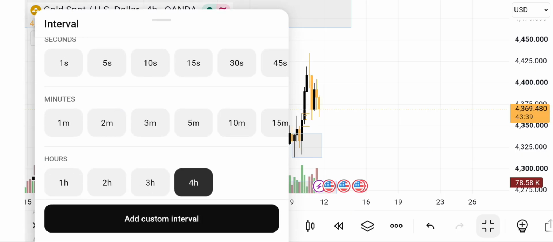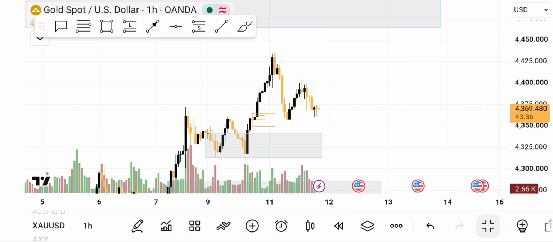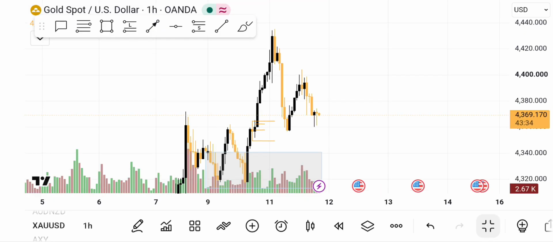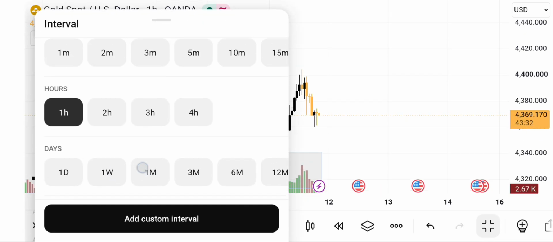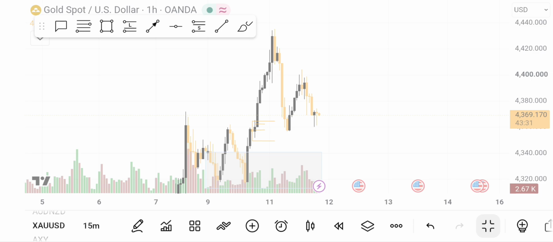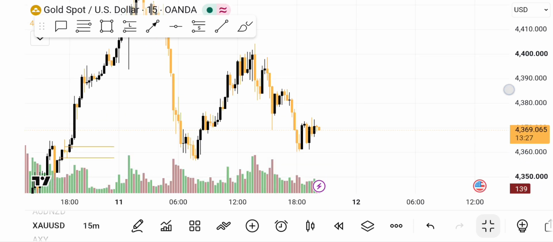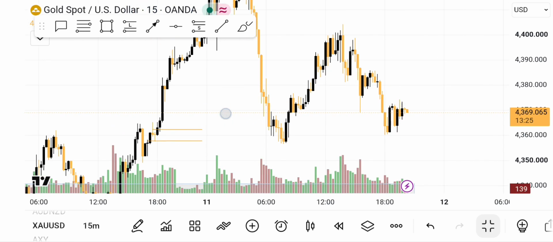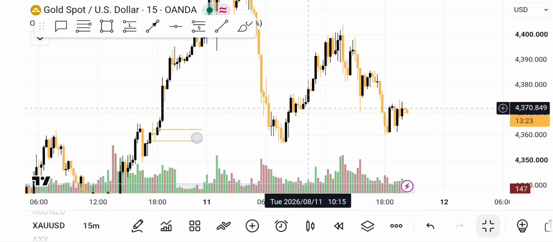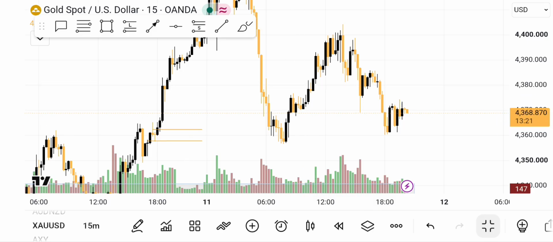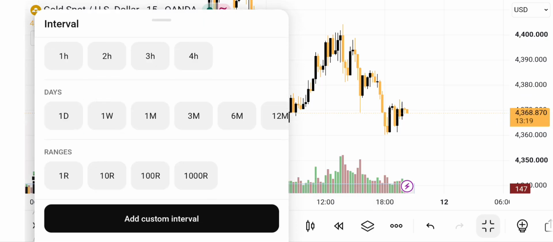So that's it. Waiting for the 4 hours to do. You can see if you check on my trades on this one, you see everything I did. So that's it. Thank you.